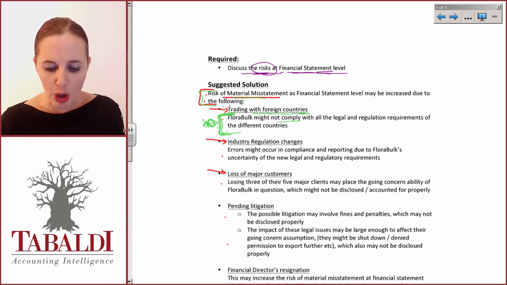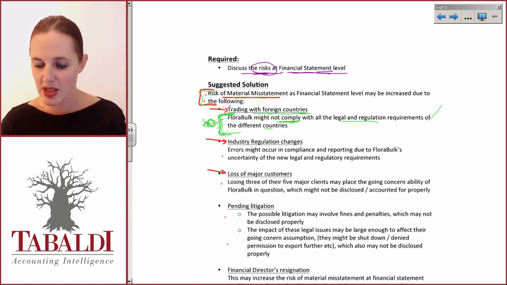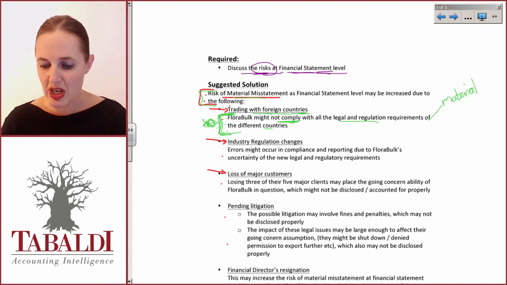Flora Bulk might not comply with all the legal and regulation requirements of the different countries. That's the crux of the problem here. The fact that you've got foreign trade, I don't really care about all that other stuff. The big issue here is the fact that there's a compliance issue with laws and regulations. And compliance issues are always material by nature, not necessarily by amount.